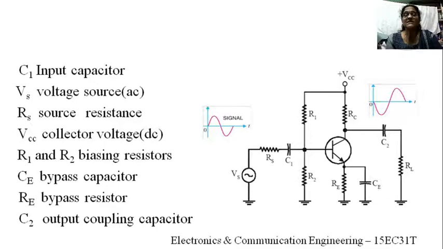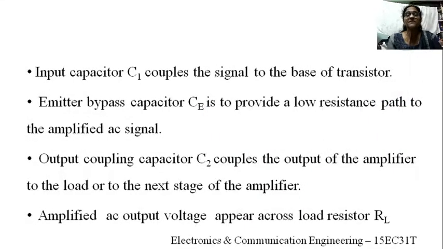If the biasing conditions change, the Q point also varies, so it affects the operation of the amplifier circuit. Therefore C1 is necessary for this circuit. Next, the emitter bypass capacitor CE is to provide a low resistance path to the amplified AC signal.